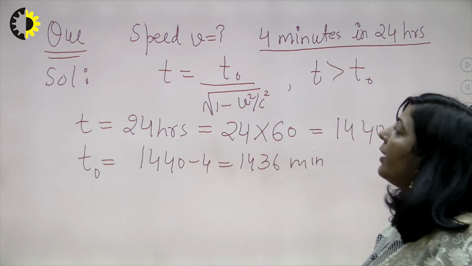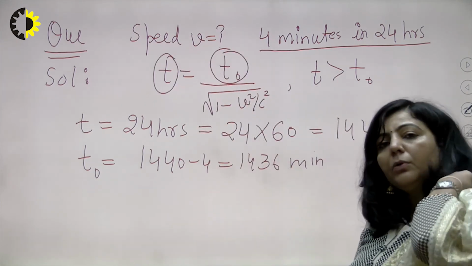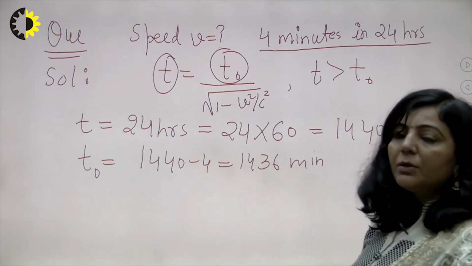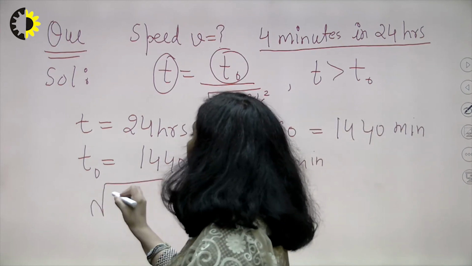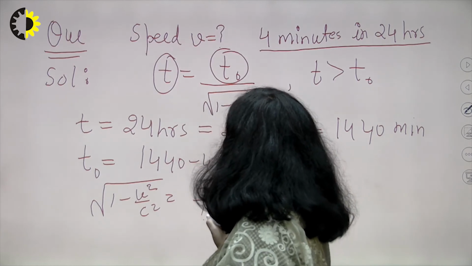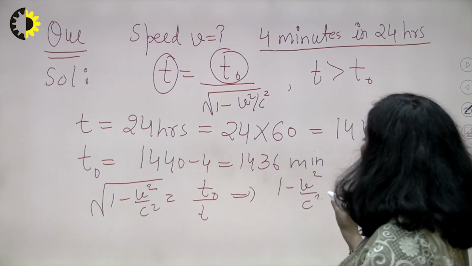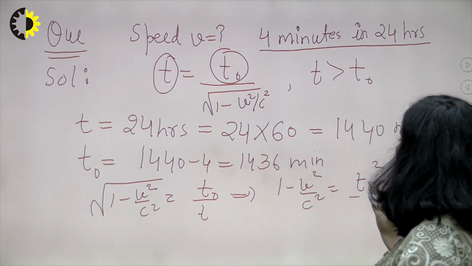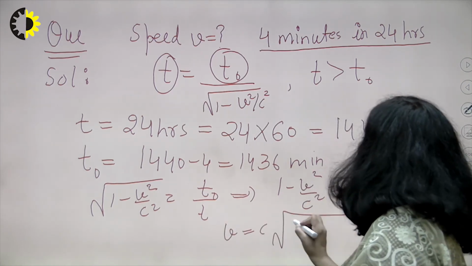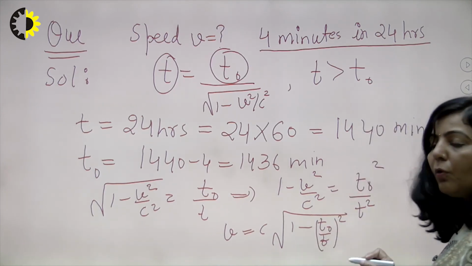So now you have the value of T, you have the value of T naught. Now what you have to do is simplify this equation for this particular speed. You have root 1 minus v square upon c square equal to T naught upon T, and this will be 1 minus v square upon c square equal to T naught square upon T square, and further v is equal to c into root 1 minus T naught square upon T square. And you know the value of T naught, you know the value of T.